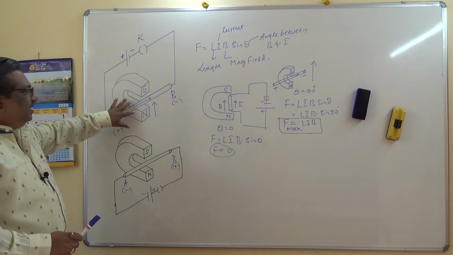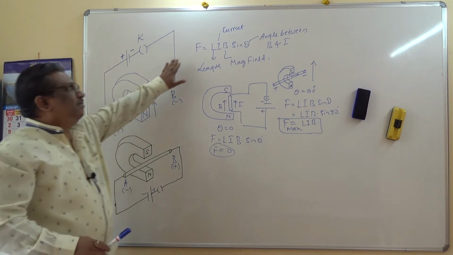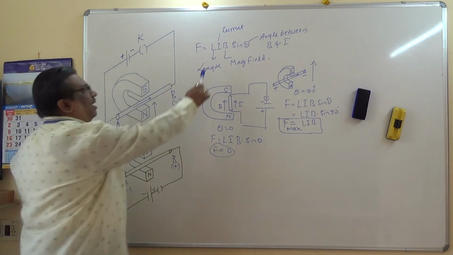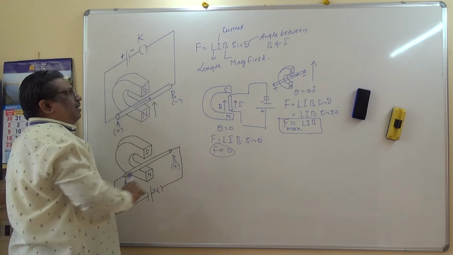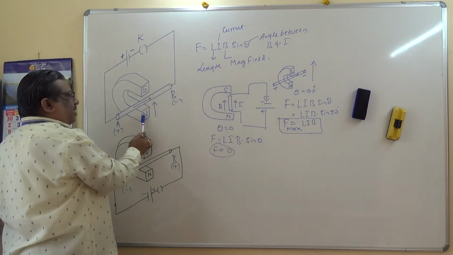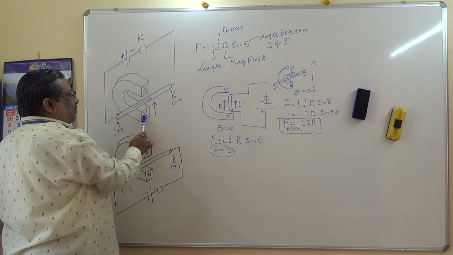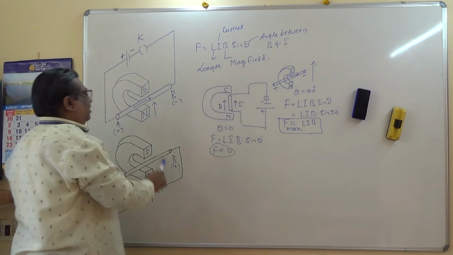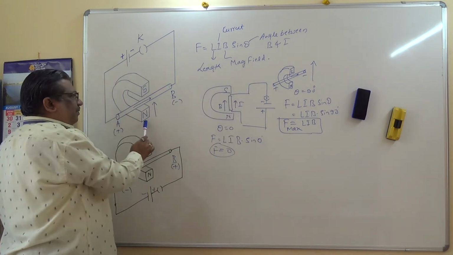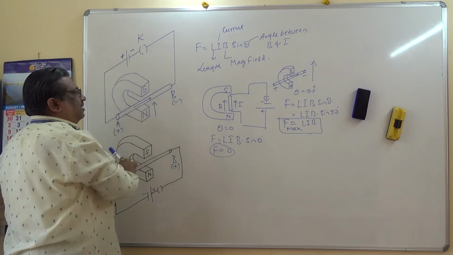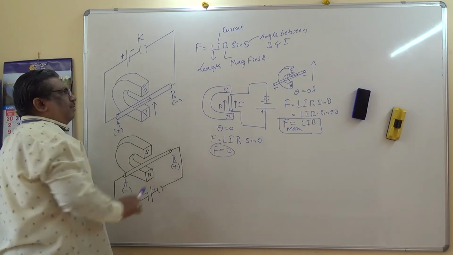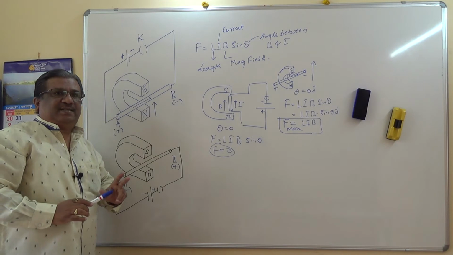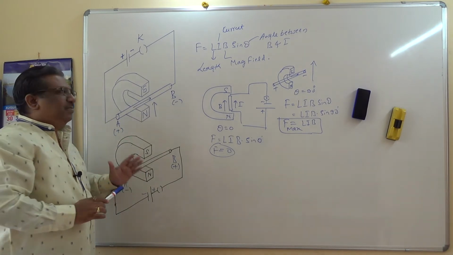First of all, once again, the magnitude of the force experienced by the conductor is given by LIB sine theta. L is the length of this conductor, I is the magnitude of the current flowing through it, and B is the magnetic field produced by this horseshoe magnet, which is from north to south, and that is the field strength we are talking about. And theta is the angle between the magnetic field of the horseshoe magnet and the current I that flows through the conductor. Only if those two are mutually perpendicular does the conductor AB experience a maximum force and thereby the maximum displacement.